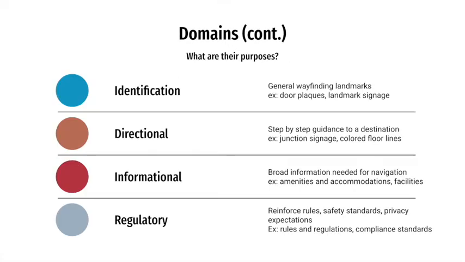So let's talk about other ways to categorize signs and which purpose each category of sign serves. We've got signs that are used for identification, for example door plaques and landmark signage. These are general wayfinding landmarks. And then we've got directional signs, such as junction signage or colored floor lines. These are used as step-by-step guidance to a destination. And then for informational signs, think about amenities, accommodations, and facilities. They convey broad information needed for navigation.